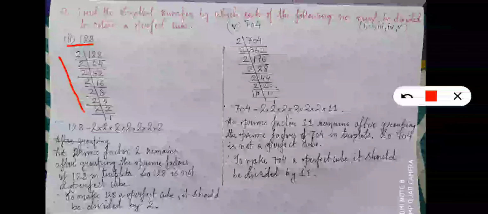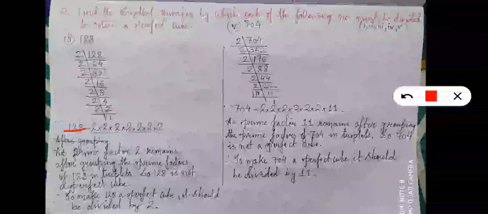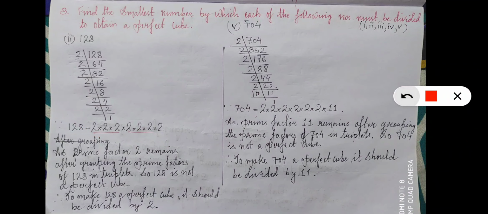Let's do the prime factorization of this. So we got 7 times 2. So the prime factorization of 128 is 2 written 7 times. Now let's make groups of triplets. This is in a group, this is in a group. So what is left? 2 is left, isn't it? 2 is left, my dears. Now be very careful.